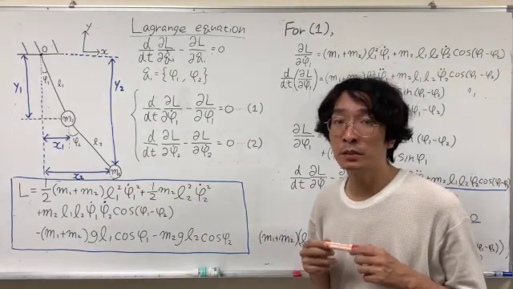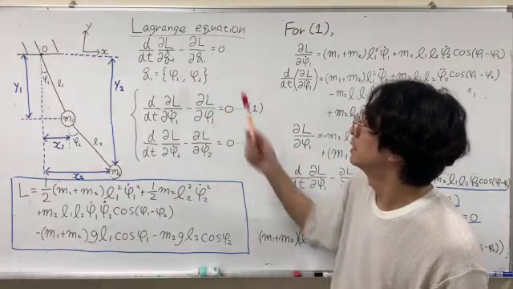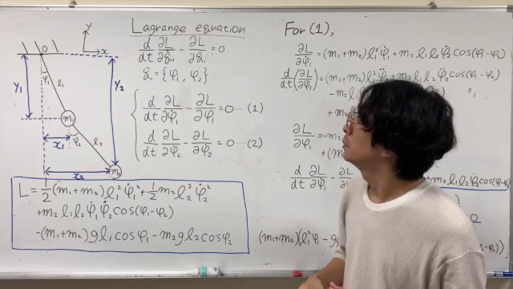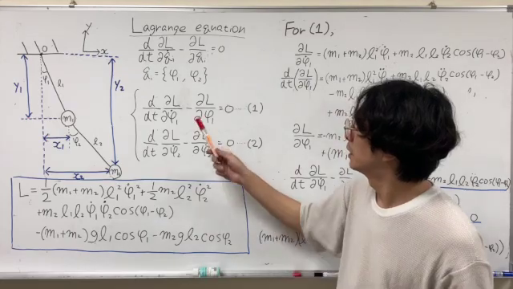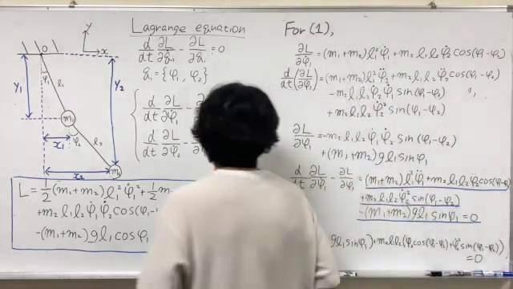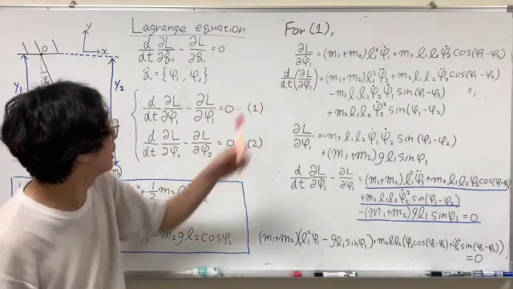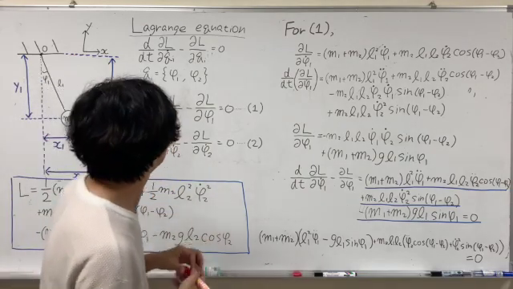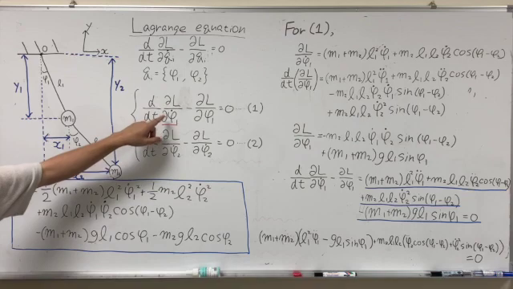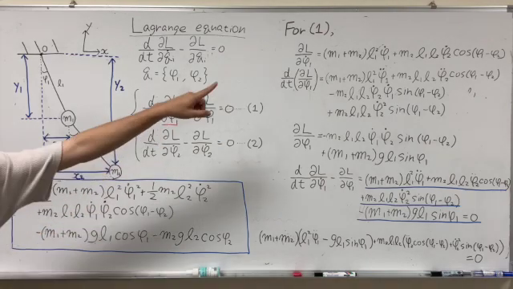To get the equation of motion, we insert this Lagrangian into the Lagrange equation like this. At that time, the generalized coordinates are phi1 and phi2, so we can solve the two equations. In the first step, let's solve the first equation. This term corresponds to this term. We calculate this with phi1 dot. The phi1 dot dependence is here and here. Then we calculate the equation like this.